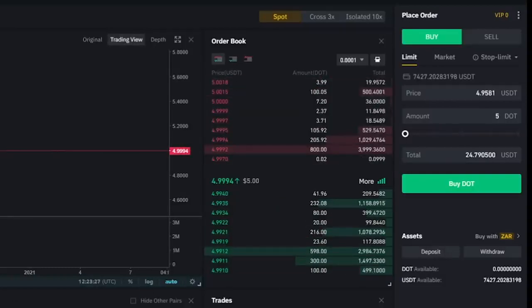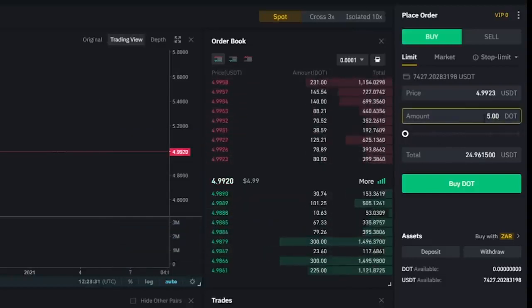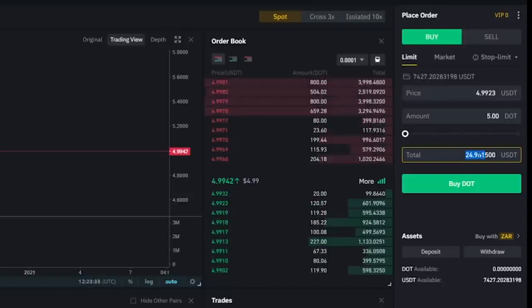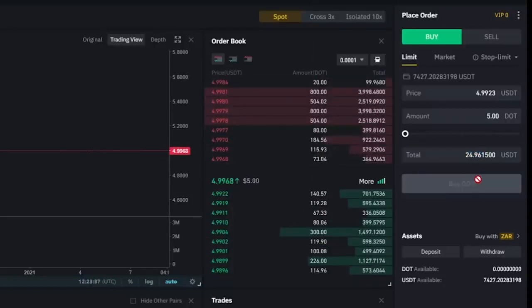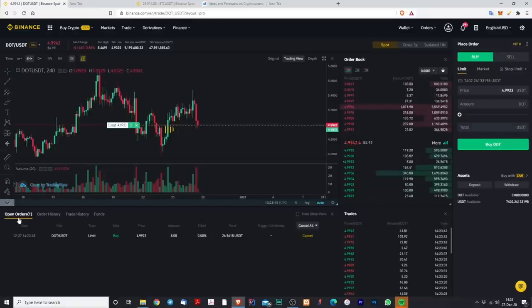So I want to buy my DOT right now. So I can simply click this price here, which is the closest to what's going on right now. And in the place order, you can see it's saying 4.9923, and I can click buy, and boom, I have an open order. So you can see now what's happening at the bottom here. On the open orders, we now got 1. And it's showing that we got a DOT/USD limit buy at the price of 4.9923. Amount, we're buying 5, and filled, it says 0%.